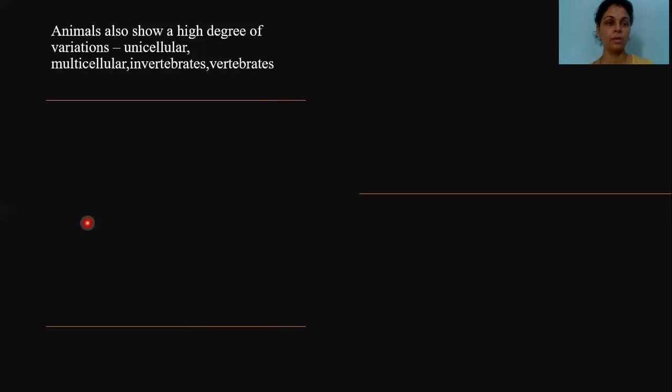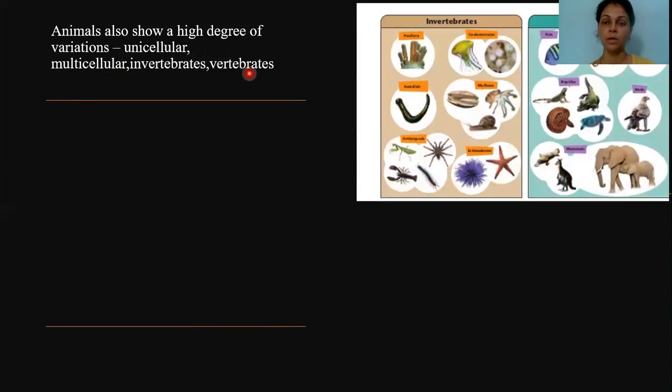Now next, when you see animals, animals show a high degree of variation. You can see unicellular, multicellular, invertebrates and vertebrates. Unicellular having only a single cell, multicellular made up of multiple cells, invertebrates which are without vertebral column, and vertebrates with vertebral column. Here you can see a proper differentiation between invertebrates and vertebrates.